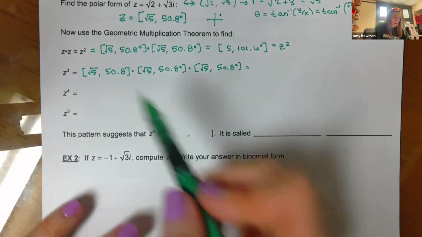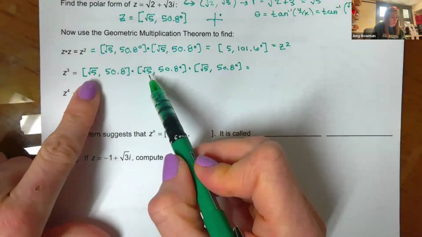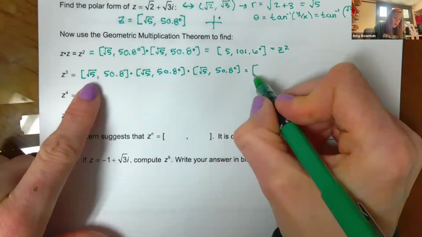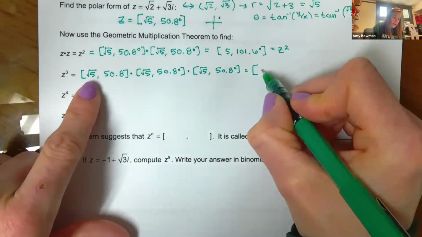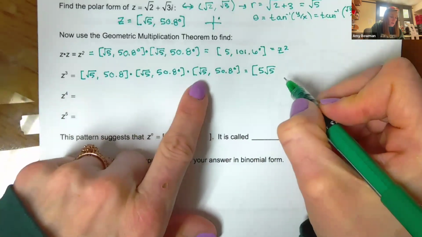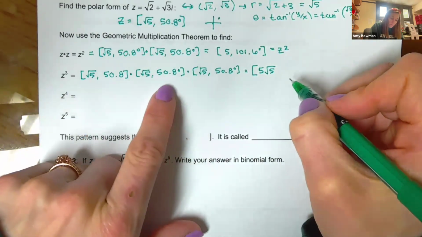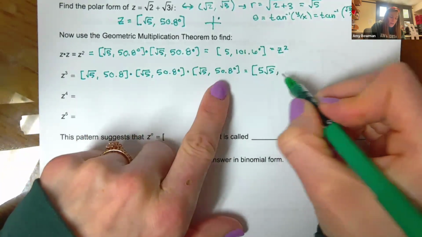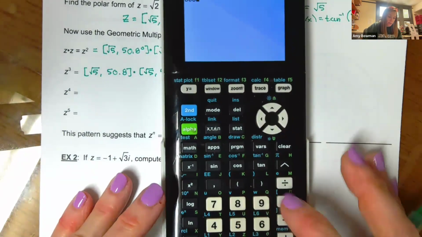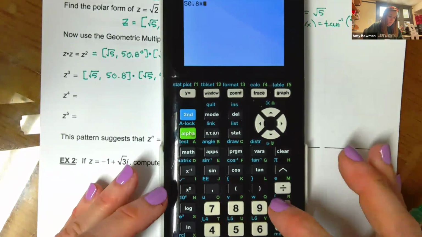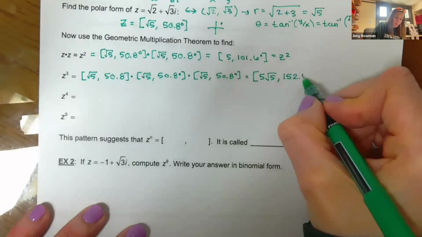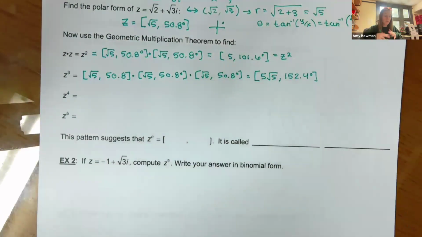So for this one, I'm going to do square root of 5 times square root of 5, which is 5, times square root of 5 again. So now our r value is 5 root 5, which was just multiplying root 5 times itself 3 times. Then we're going to take 50.8 and add 50.8 and add 50.8. So that's going to be 3 50.8s. So 50.8 times 3. We get 152.4 degrees.